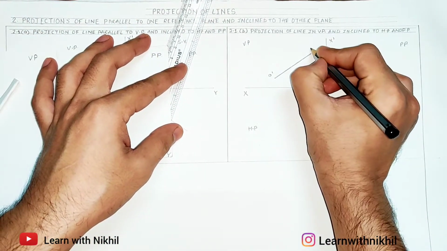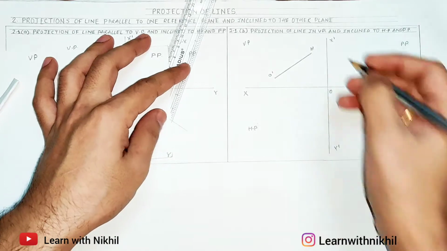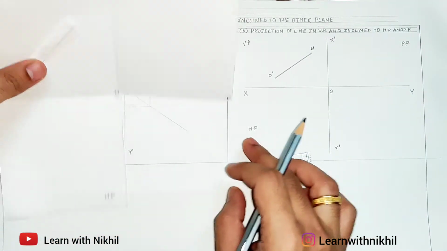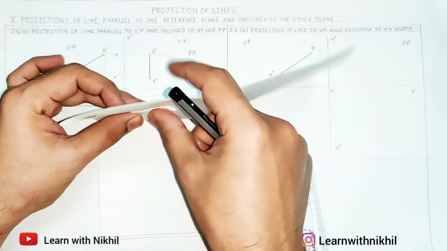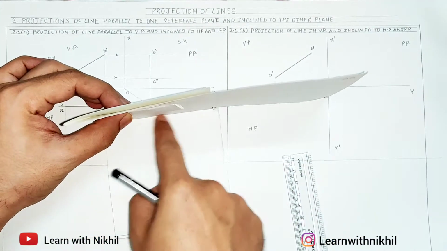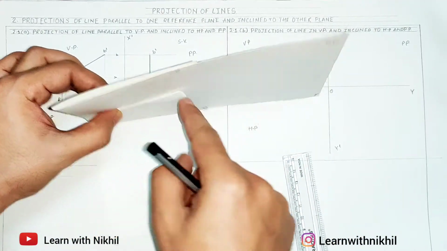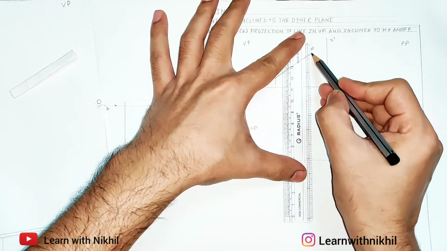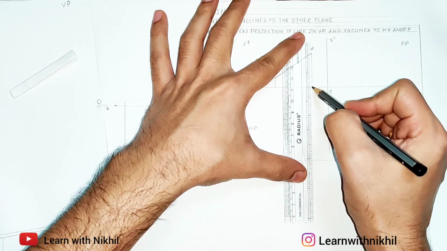This will be A dash, B dash. Now drawing the top view. So we'll take the projections downward. This is how the line will be. It will be attached to the axis. So it will be attached here.